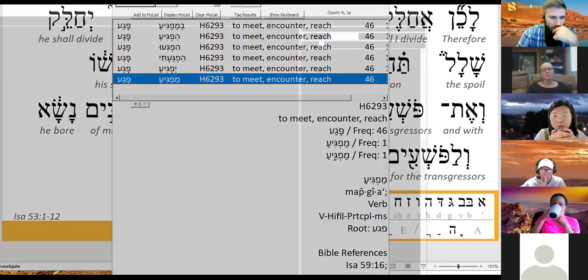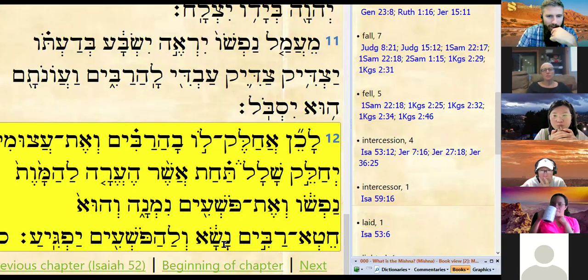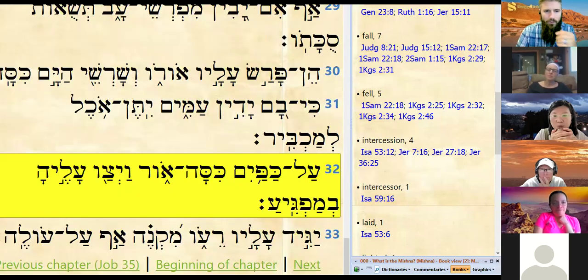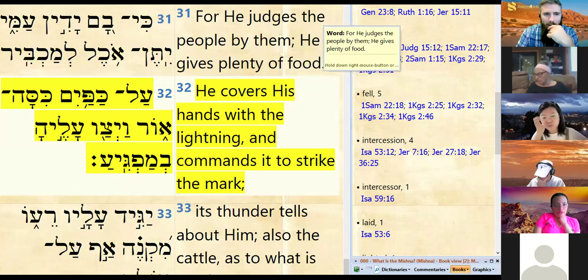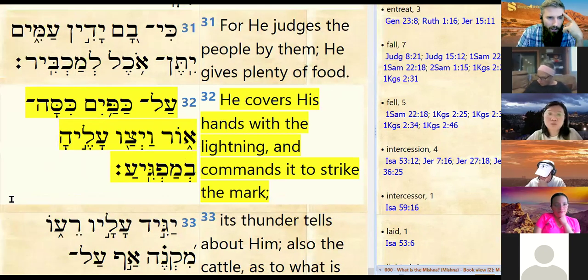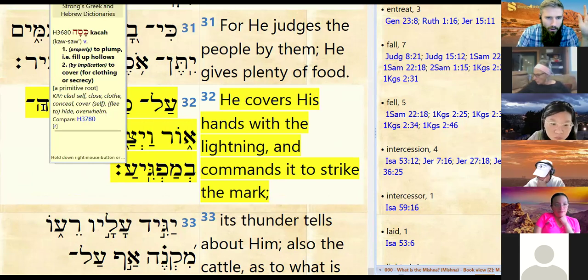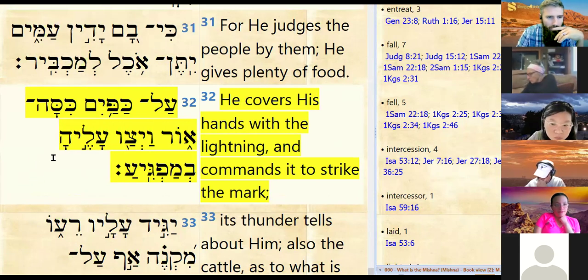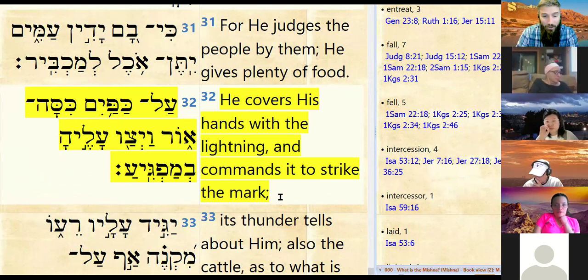Job 36:32. Job is going to be like the hardest place to go to find out what a word means, in my opinion. Let's go ahead and look at the English with it. Maybe it can help us. Al kapayim, makes it to strike with the hands, kisa'ol, he covers the light. Vaitzav aleha, and he commands upon her, b'mafgia, to strike the mark. Okay.